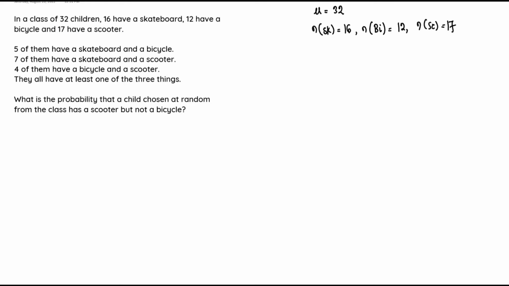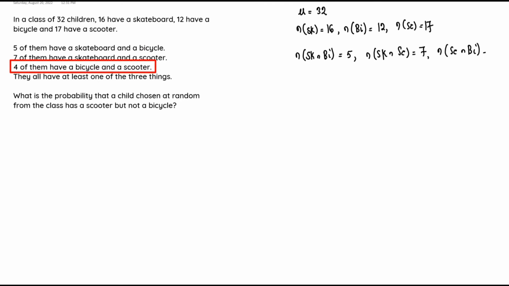So the question says 5 of them have a skateboard and a bicycle. So that means the number of students that own both a skateboard and a bicycle, there are actually 5 of them. So we have the number of SK intersection BI to be equal to 5. The next detail is we have 7 of them that own a skateboard and a scooter. So that means the number of students that own SK intersection SC, we have that to be equal to 7. And we have 4 of them to own a bicycle and a scooter. So that means we can simply say the number of SC intersection BI is actually equal to 4.